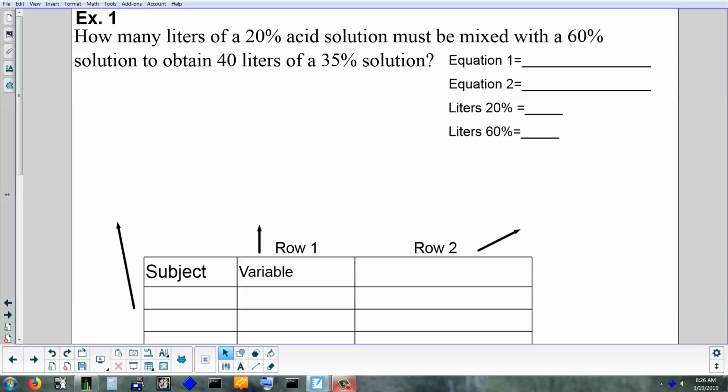All right. So mixture word problems again today. As far as the template goes, it's going to be exactly the same template as we used yesterday. It's the same exact thing.